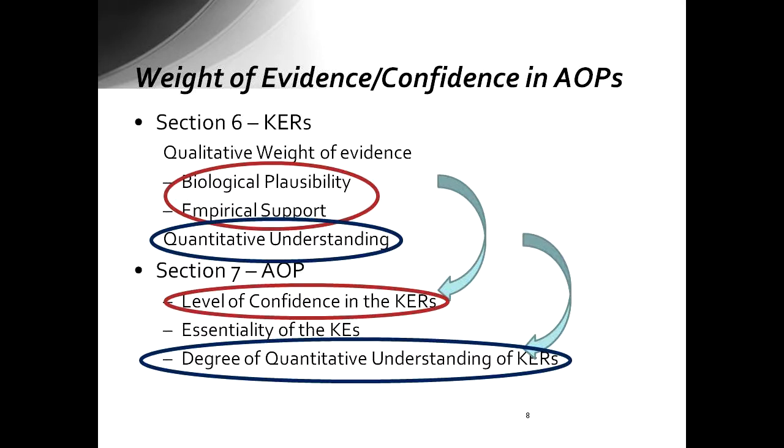So speaking to what we're looking at in terms of the key event relationships, in relation to qualitative weight of evidence, we're looking at biological plausibility and empirical support and quantitative understanding. That information that we assess in that context then later feeds how we look at the entire adverse outcome pathway. So the biological plausibility and empirical support feeds the level of confidence in the KERs for the AOP, and the quantitative understanding, of course, feeds the same consideration in the adverse outcome pathway.